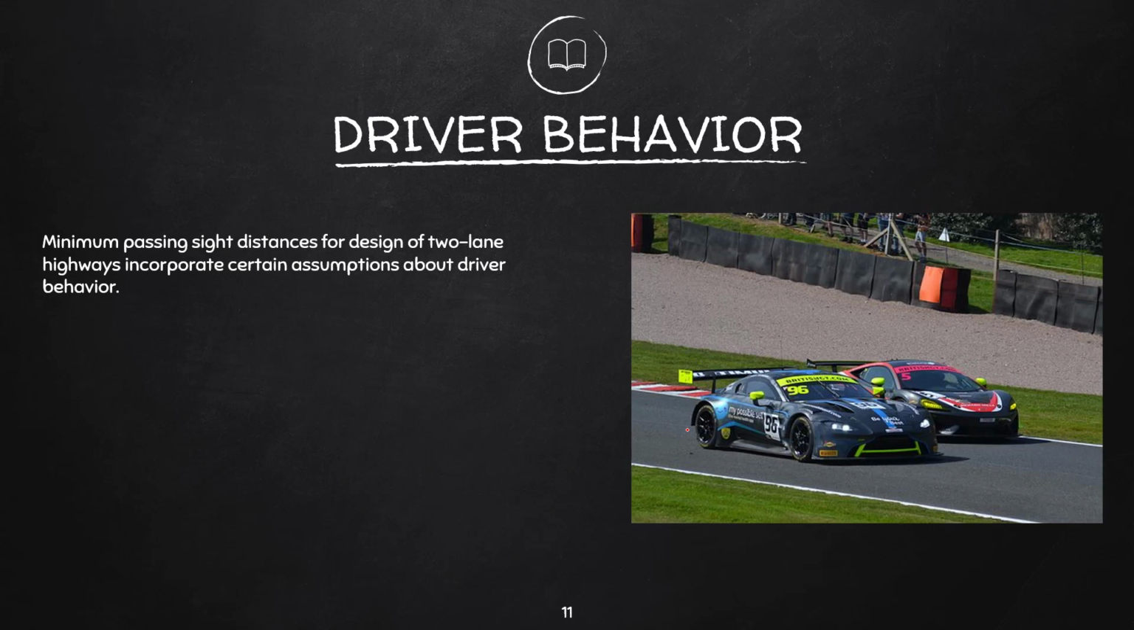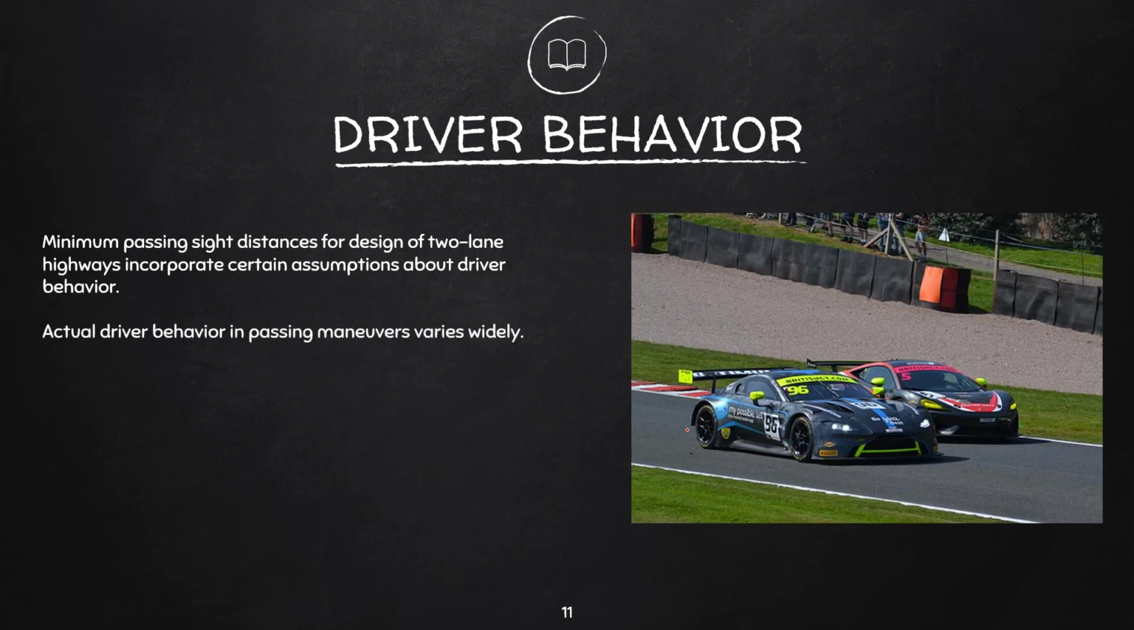The race car driver will require a lesser amount of passing sight distance. But in the design, as I have been telling you in this module, we are considering not these outlier values, but the driver behavior criteria or characteristics that will fit the majority of our drivers, because these roads will be utilized by motorists or drivers. Of course, we need to cater to their needs, to their abilities.